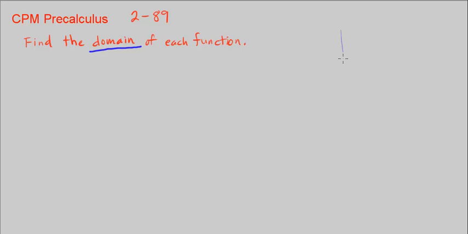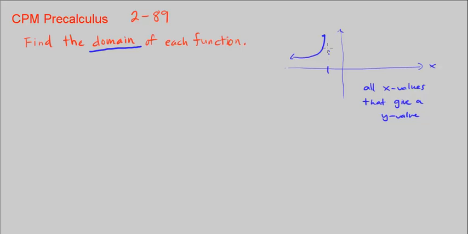We know that given a graph, the domain is all of the x values that give us a y value. All x values that produce a y value, right? So if my graph looked something like this, and maybe that's -1, and maybe it's like this to the right.